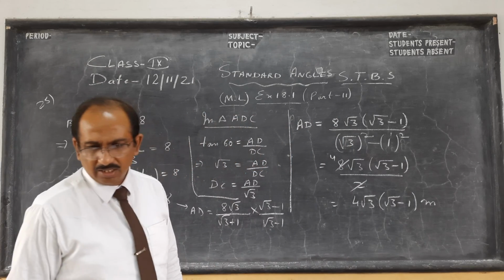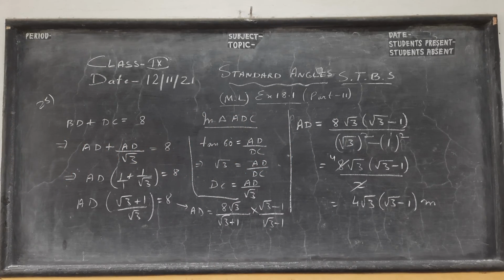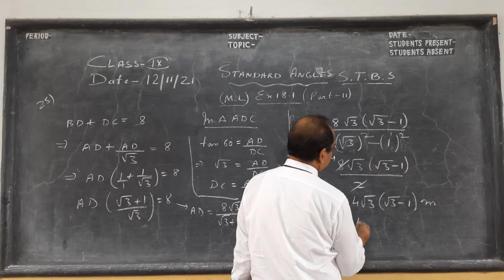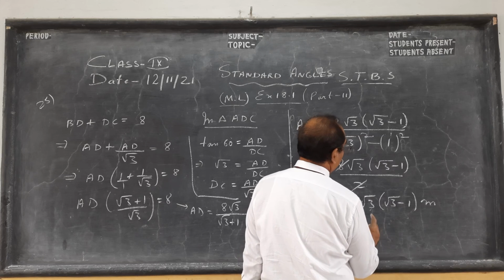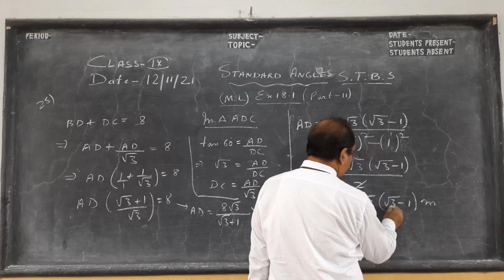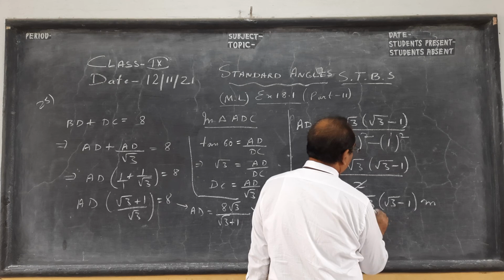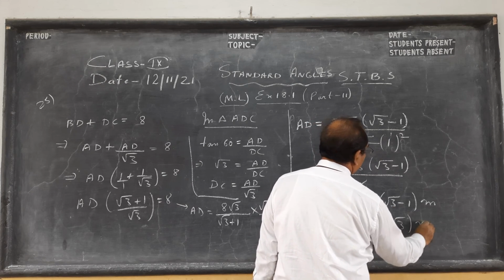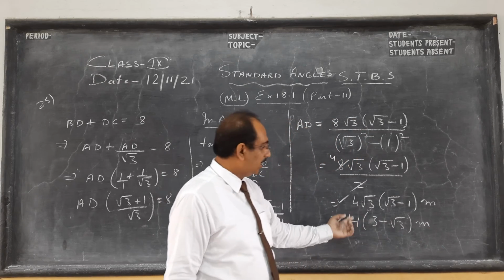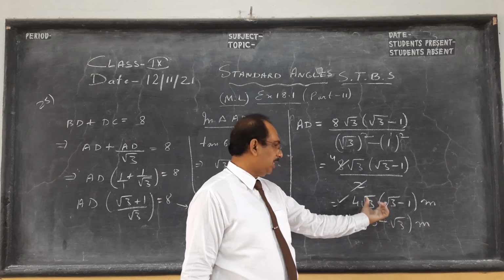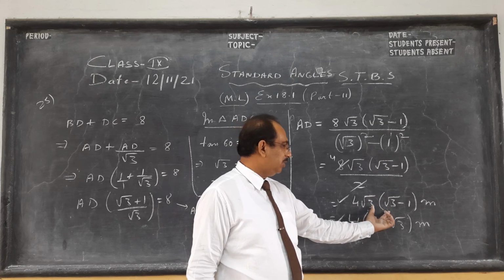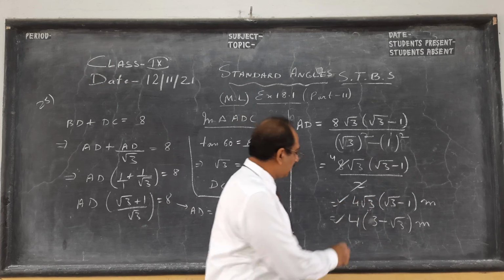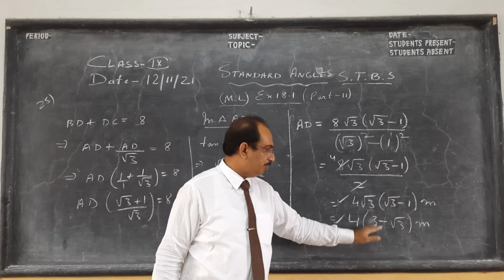So AD is 4 root 3 into root 3 minus 1, or if you want to match the book's answer, open the bracket, take root 3 inside, it will become 3. This is also right, children. You may say, sir, this is the book's answer, they are the same. Root 3 goes inside. Don't multiply with 4, otherwise 4 into 3 would have been 12 minus 4 root 3 you will get. Anyway, if you reach here it's correct, if you reach here it's correct. Here we have put root 3 inside.